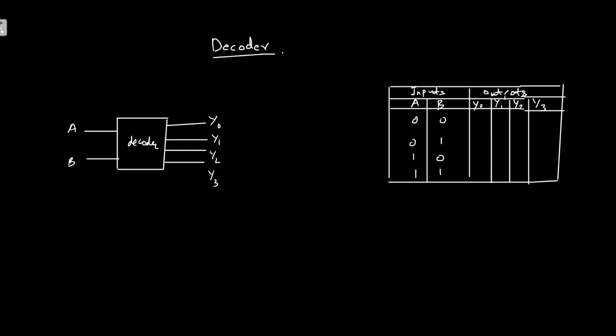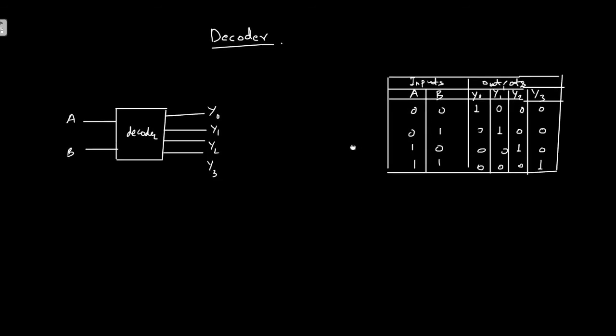Now the purpose of the decoder is to decode any binary number. So here for input 0 0, this decoder decodes 1 at Y0. Similarly 0 1 is decoded at Y1 equals 1, and 1 0 is decoded at Y2, and 1 1 is decoded at Y3. So this is the decoded equivalent, truth table of the decoder.